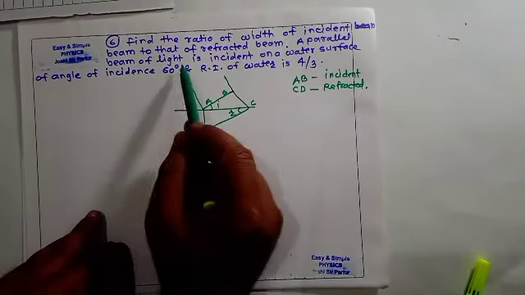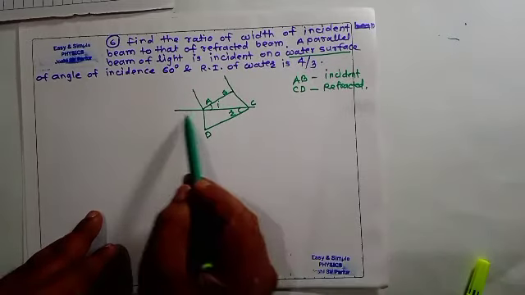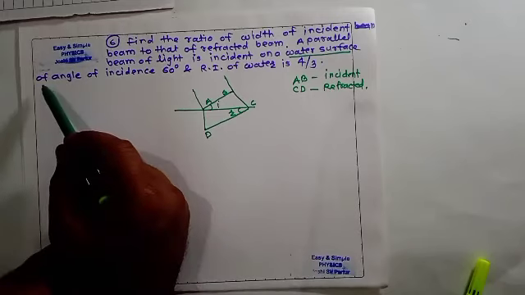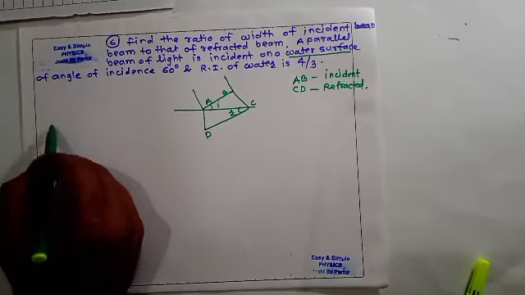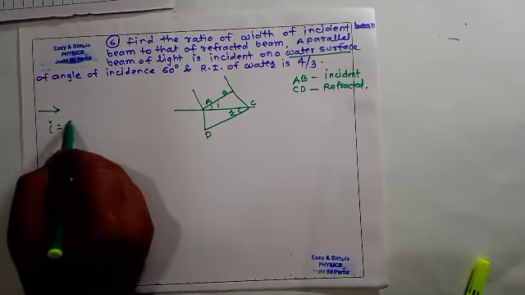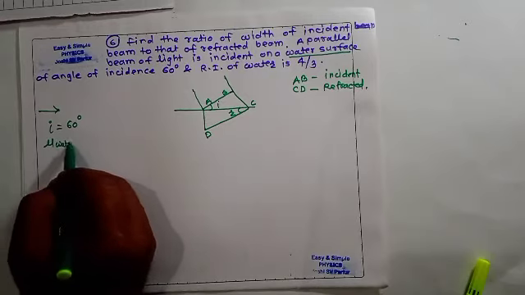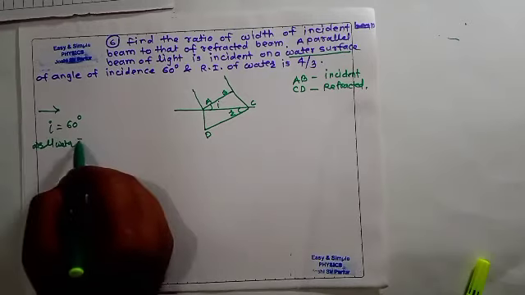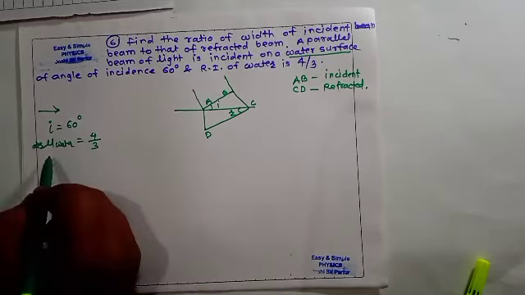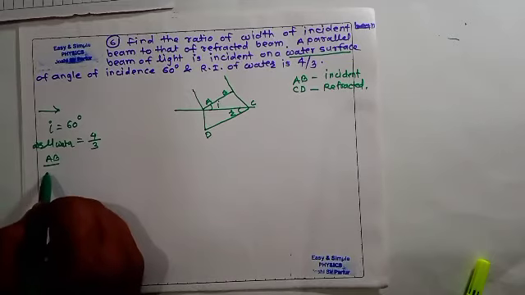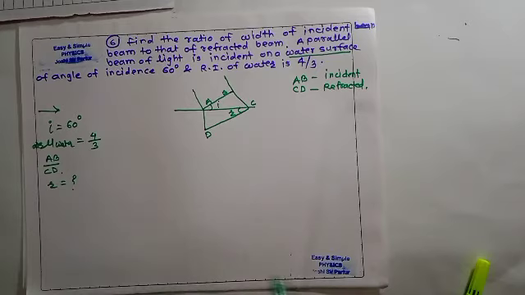Find the ratio of width of incident beam to the refracted beam. A parallel beam of light is incident on a water surface. Here the surface is water surface, with angle of incidence 60 degree. Here angle of incidence I is equal to 60 degree and refractive index for water with respect to air will be 4 upon 3. So we can find out AB upon CD. But first we can find out R.